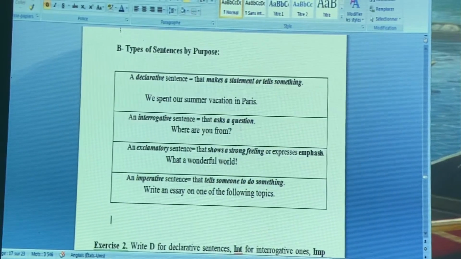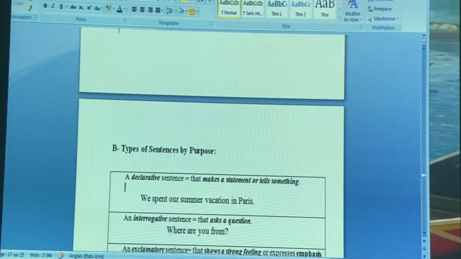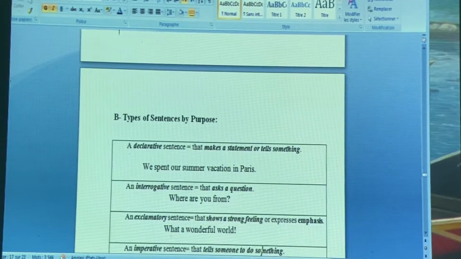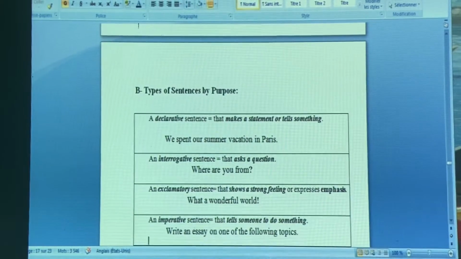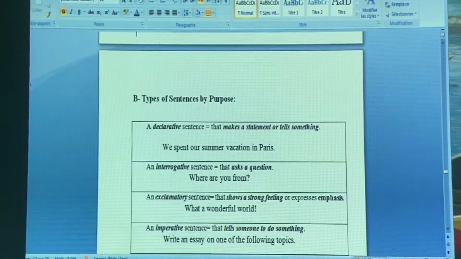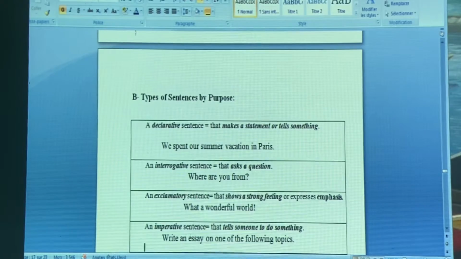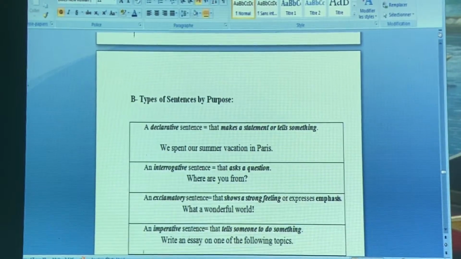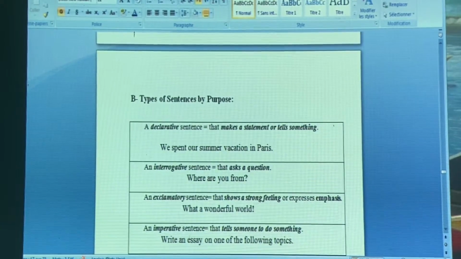Now, types of sentences. We have many types of sentences. For example, a declarative sentence. A declarative sentence is the one that makes a statement or tells something, like, we spent our summer vacation in Paris. An interrogative sentence is the one that asks a question. Where are you from? So you have a question mark at the end. An exclamatory sentence is the one that shows a strong feeling or expresses emphasis. What a wonderful world! And then you have an exclamation mark.